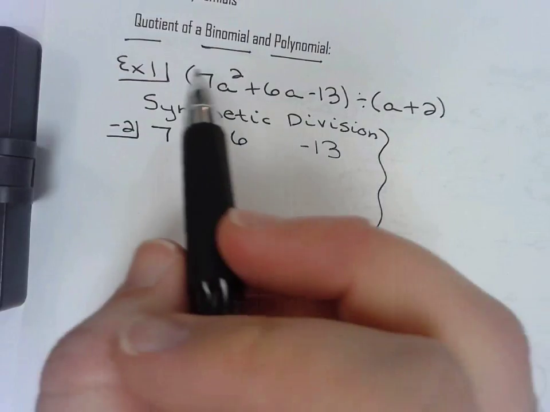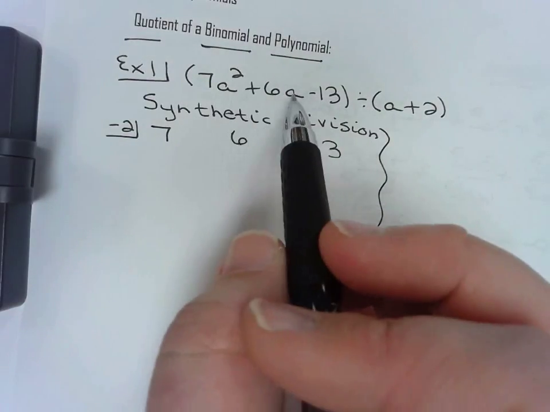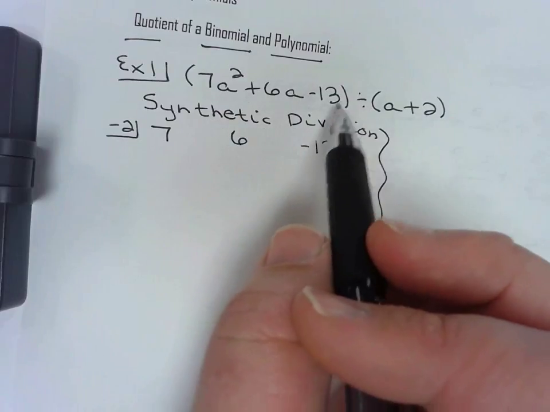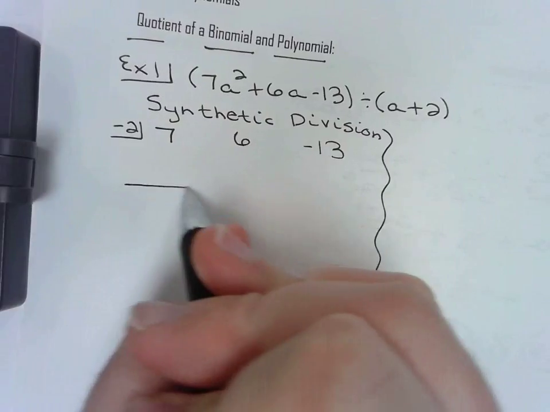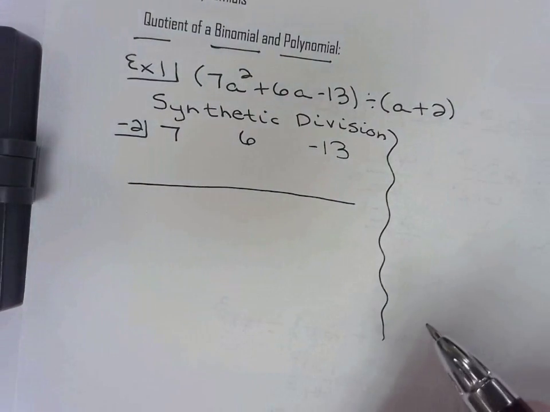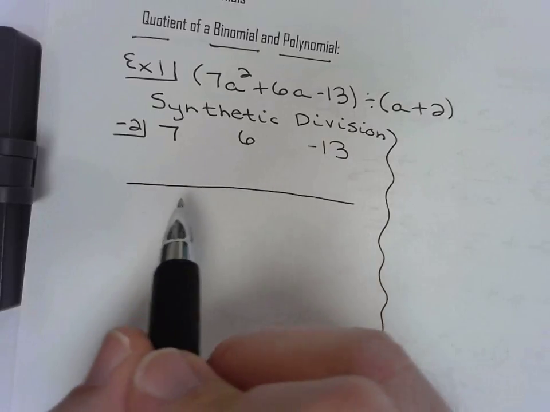Be careful. Make sure if you skip an exponent, you put a 0. This goes a squared, a to the first, a to the 0, because there's nothing there. I do not skip any, so I don't have to put a 0. Put a line, and now we're going to go through and do synthetic. Why should we skip a space? Because we're going to put numbers there.